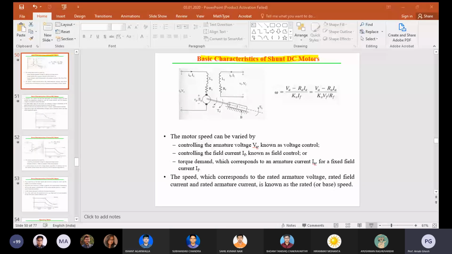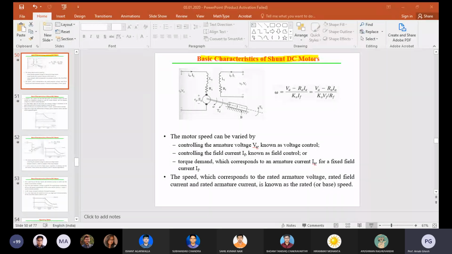So what you are doing is controlling the armature voltage. You are changing the armature voltage to vary the motor speed, and the armature current and the field current are maintained constant to meet the torque demand. So the armature voltage VA is varied to control the speed. I think all of you will understand.